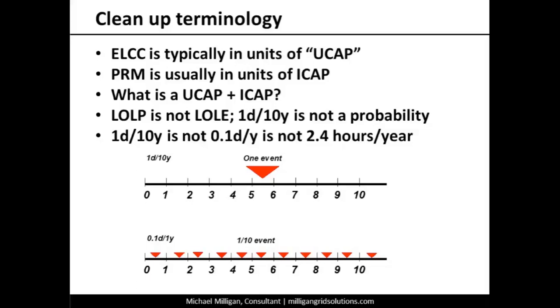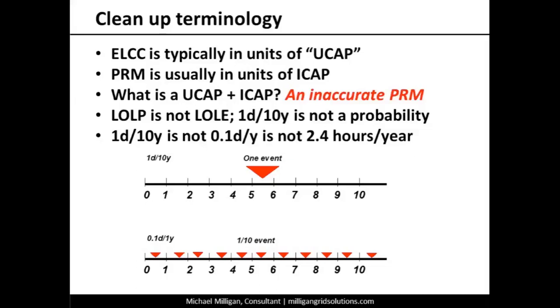When we talk about a planning reserve margin, which I'd be happy if we moved away from that altogether, but until we do, that's usually calculated in terms of ICAP, or installed capacity. I say, well, I've got a 1,000 megawatt peak, I've got 1,150 megawatts of installed capacity, ICAP, so I have the 15% PRM. And what I have seen is entities that go off and calculate ELCC of wind or solar, and then they add that into the installed capacity of the other resources. And the question is, what do you do when you add a UCAP and an ICAP? I don't really know, but it doesn't make much sense.